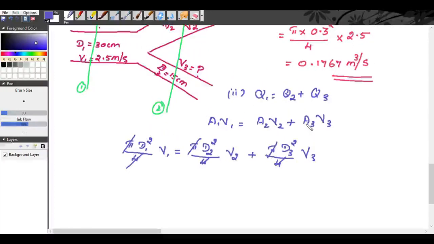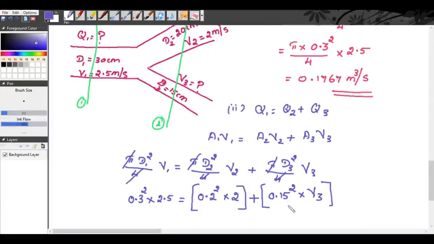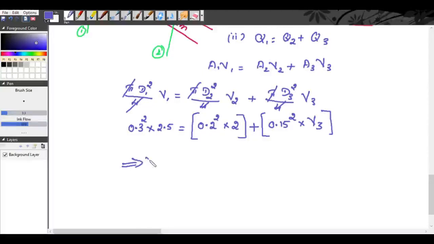So the remaining things we have is D1 is 30 centimeter, that is 0.3 square into V1 is 2.5, is equal to D2 square. D2 is 20 centimeter, so it is 0.2. 0.2 square into V2 is 2, plus D3 is 15 centimeter, so it is 0.15 meter. So 0.15 square into V3. The only unknown is V3. We get V3 is equal to 6.44 meter per second.